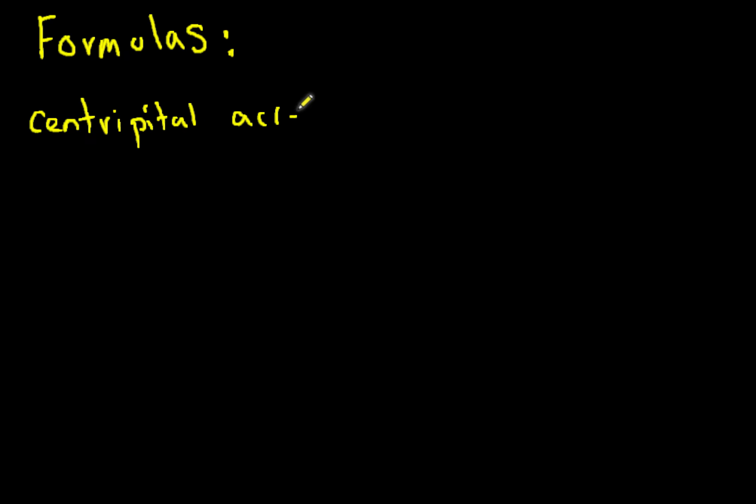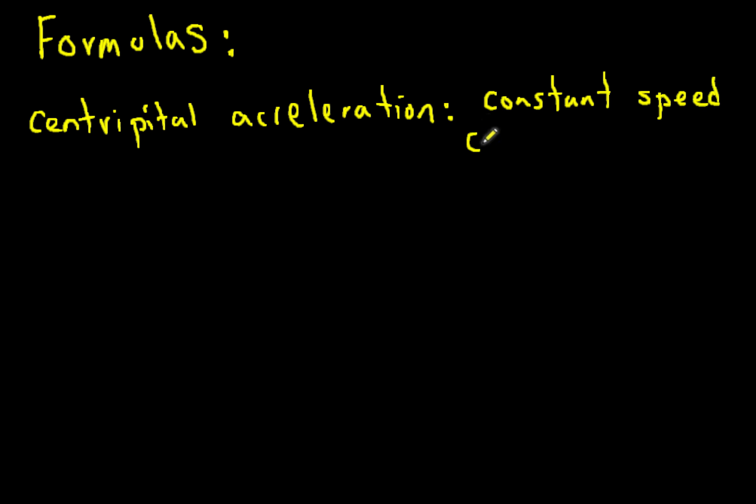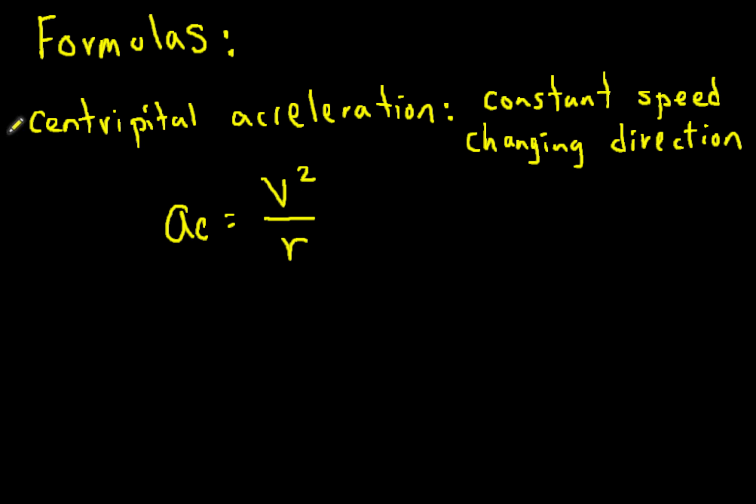There are several formulas that we use to describe centripetal motion. The first is the formula for centripetal acceleration. Centripetal acceleration occurs when you have an object that's traveling at a constant speed, which means the speed does not change any time in the circular path, but it's accelerating because we're changing direction. In this case, the centripetal acceleration is equal to v squared over r.